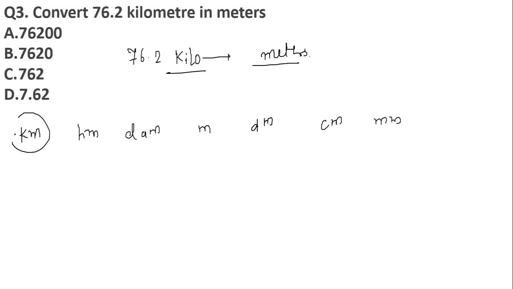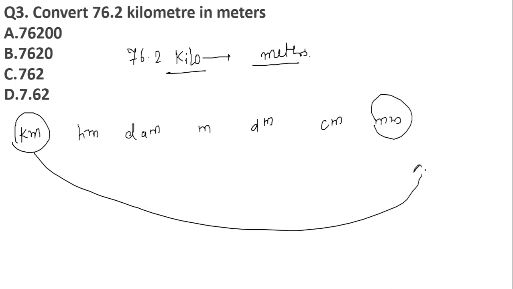Again here we are moving from kilometers to meters. Where are kilometers? Kilometers is here. We are moving from kilometers to meters in this way. Whenever we are moving in this direction, we multiply by 10 for each step. Second step, third step, fourth, fifth and sixth step.